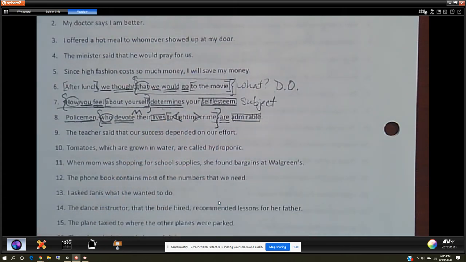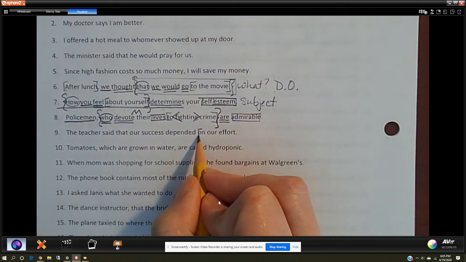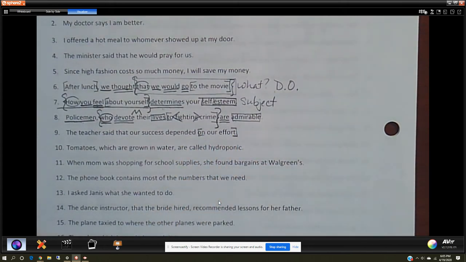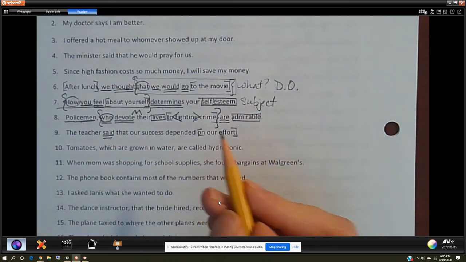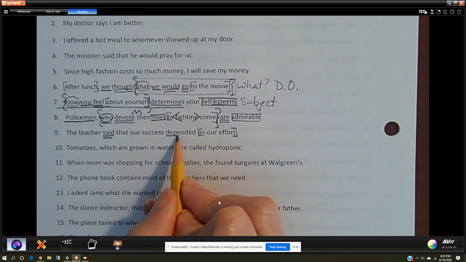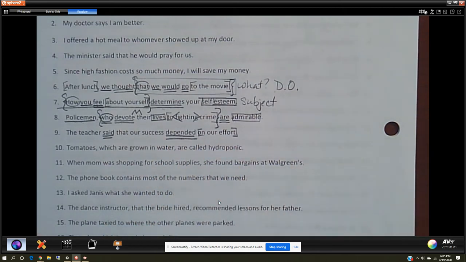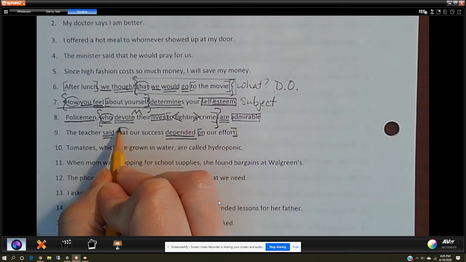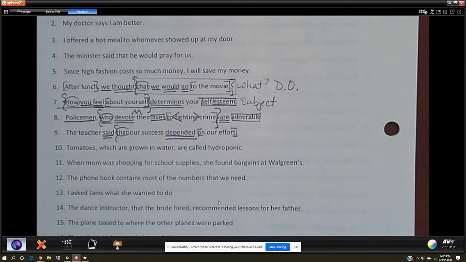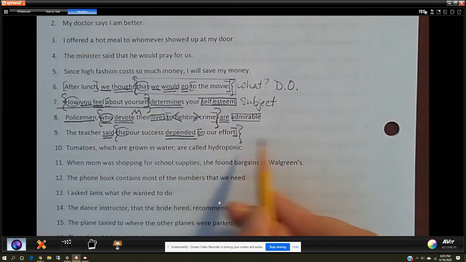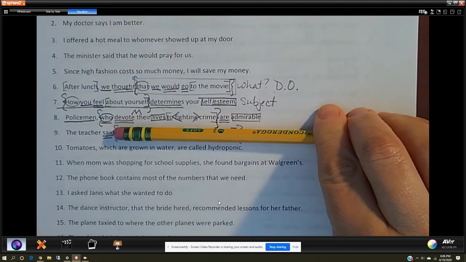Okay. Number 9, the teacher said that our success depends on our effort. Prepositional phrases. On our effort. Verbs. Said. Verbs. Success depended. Okay. Relative pronoun or subordinating conjunction. That. Okay. All right. Where do I end it? The end of the sentence sounds good to me. Can I take it out?